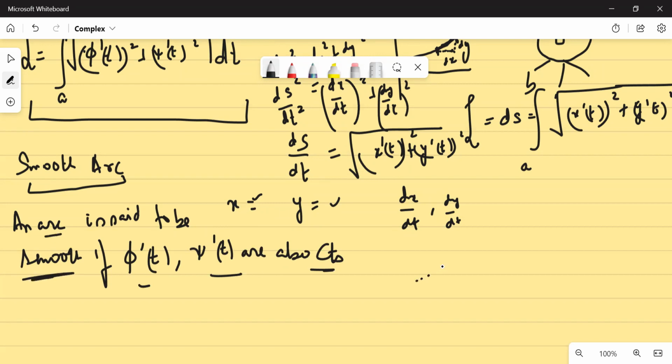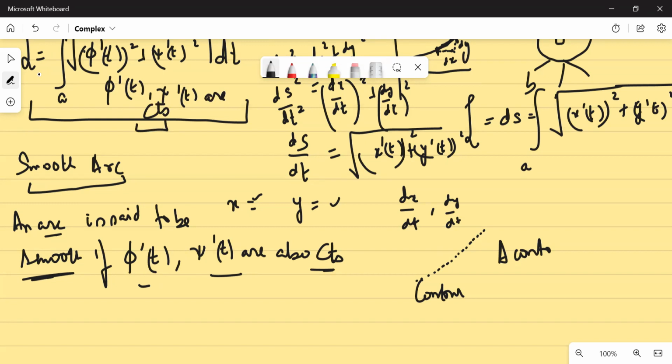And all those smooth arcs, if they form a continuous chain, and if I just join them up, this will form a contour. So I would say, in simple language, a contour, and please mind my mistake here, phi dash and psi dash are also continuous, otherwise there will be a problem. So while evaluating the length of the arc, phi dash and psi dash must also be continuous, because if they are not continuous, then I will not be able to perform this kind of integral.